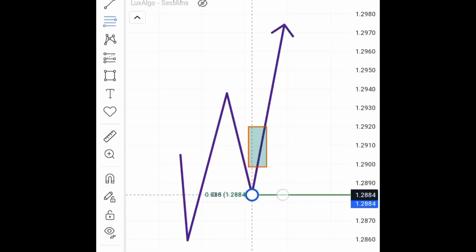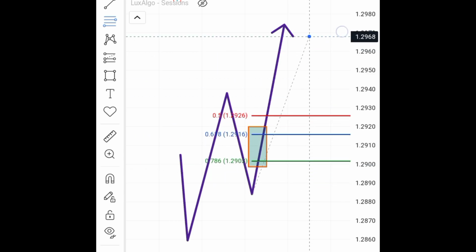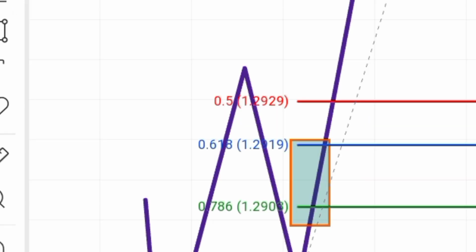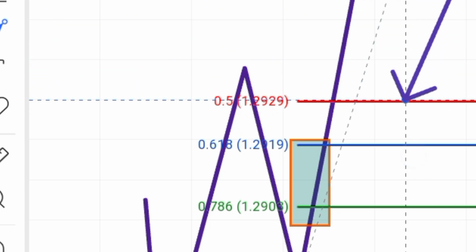You FIB it from the low to the up. This is because this market is a buy scenario. It is in an uptrend. So you have to FIB from the low to the up. Then once you FIB from the low to the up, the 50%, which is the 0.5 retracement of this zone, will be your liquidity.